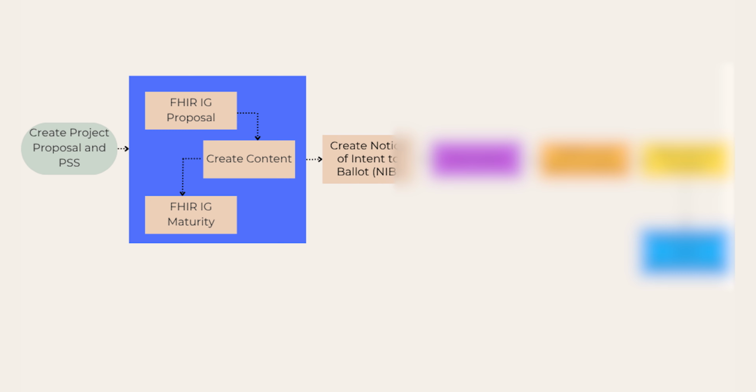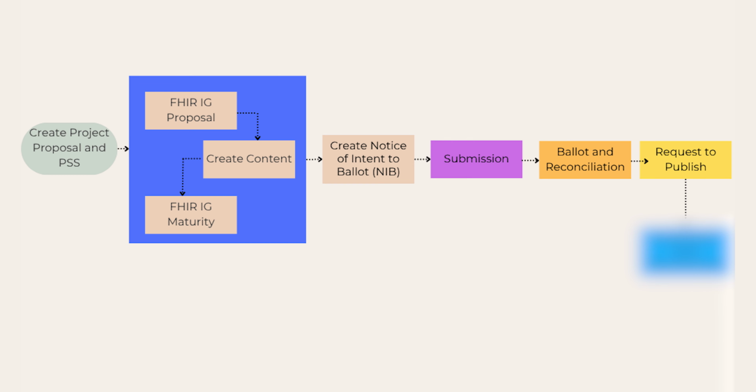A notice of intent to ballot formally declares that an implementation guide will undergo balloting, the process where the wider community reviews the guide. During balloting, participants provide feedback in the form of ballot comments. The Workgroup co-chairs then triage these comments, develop appropriate responses, propose solutions to issues raised, and present these to the Workgroup for approval. Implementation guides must complete at least one ballot to become an official HL7 Australia standard.